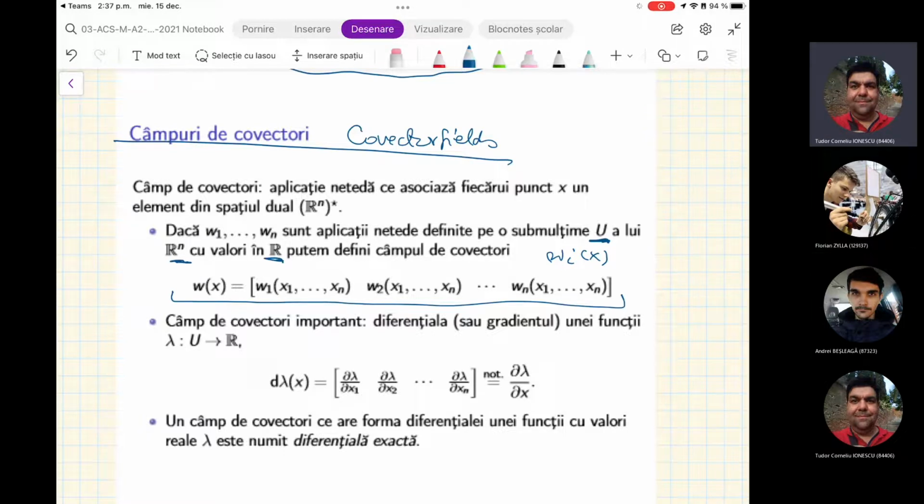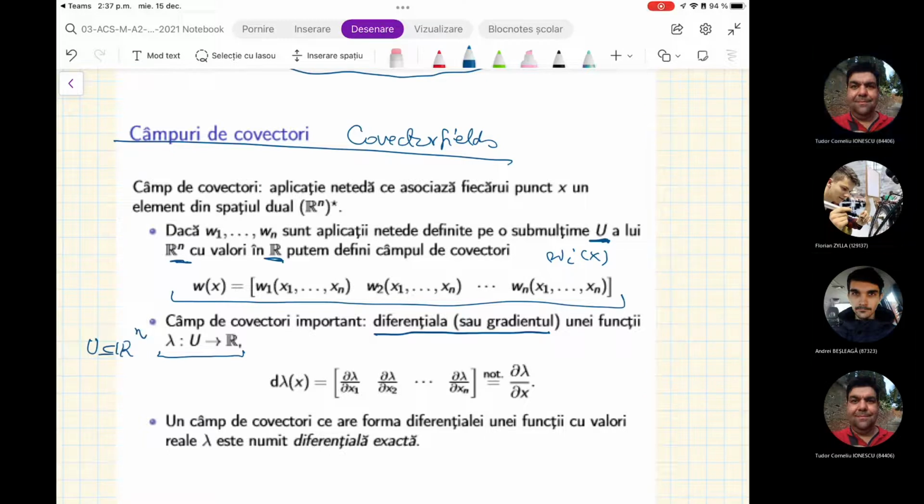An important covector field is the gradient, or the differential, of some function lambda defined on U, taking values in R. U is a subset, I remind you, of Rn. And you can define the gradient, which is the covector, or the row vector, of derivatives of the function lambda with respect to each component of the vector x.